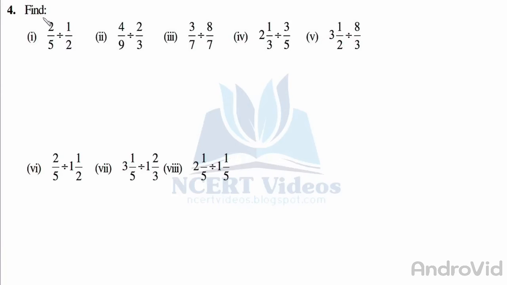Fourth, find. First part, 2 by 5 divided by half. 4 by 9 divided by 2/3. 3 by 7 divided by 8 by 7. 2 and 1 by 3 divided by 3 by 5. 3 and a half divided by 8 by 3. 2 by 5 divided by 1 and a half. 7th is 3 and 1 by 5 divided by 1 and 2 by 3. Last is 2 and 1 by 5 divided by 1 and a half.